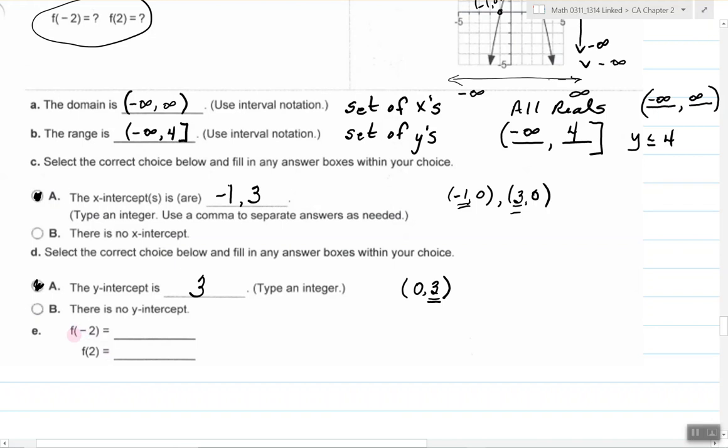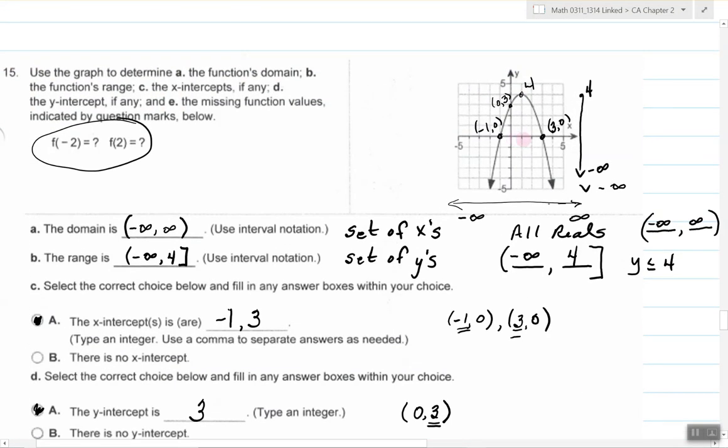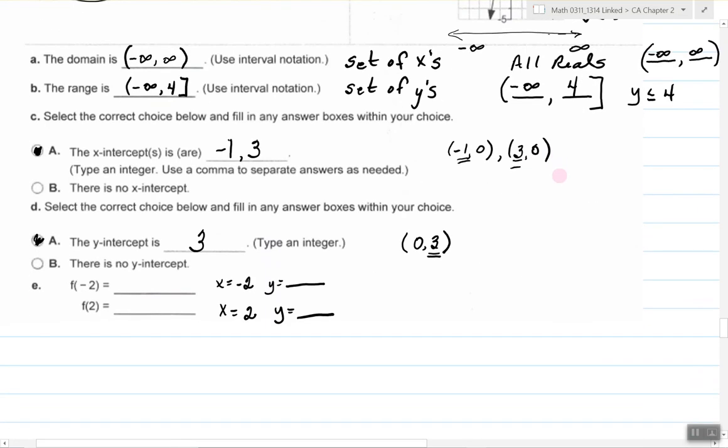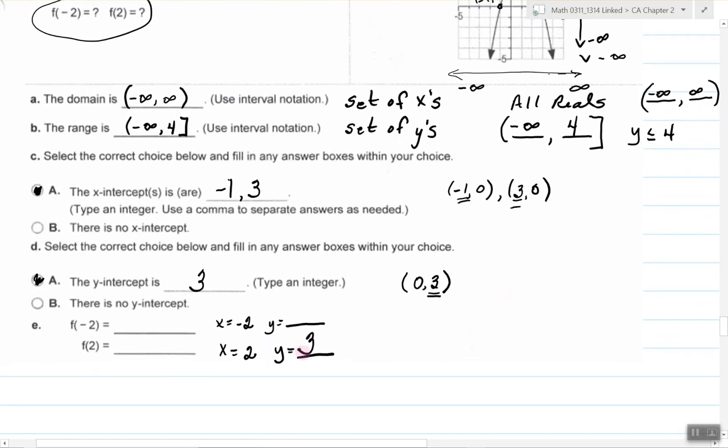The last one says f of -2 is. Well, remember, that's really telling me x is -2, find the y that goes with it. The next one says x is +2, find the y that goes with it. So going back to the graph, when x is 2, the y that goes with it is right here, and this is the point (2, 3). I'm sorry, I just did this one.